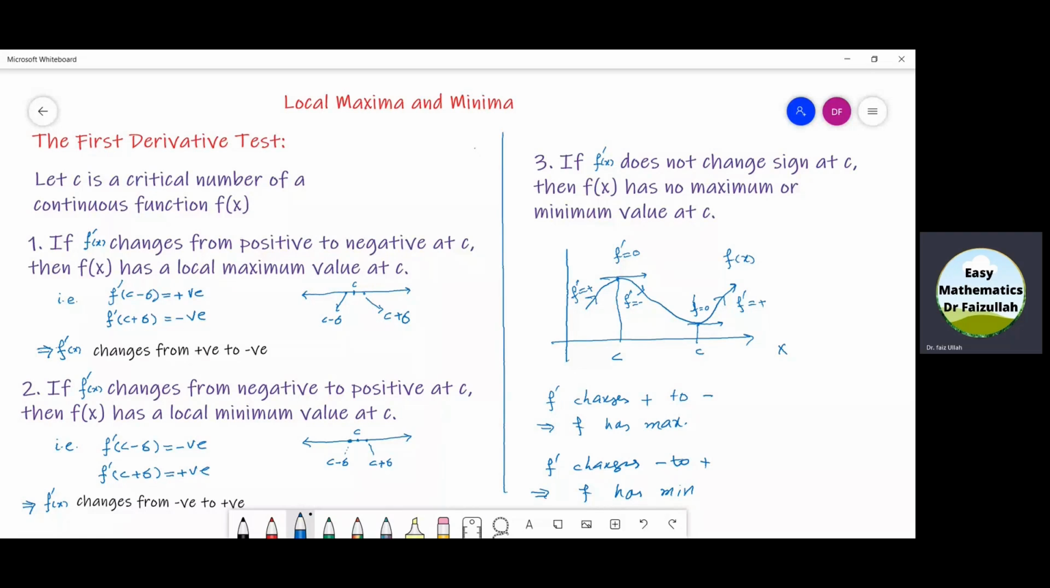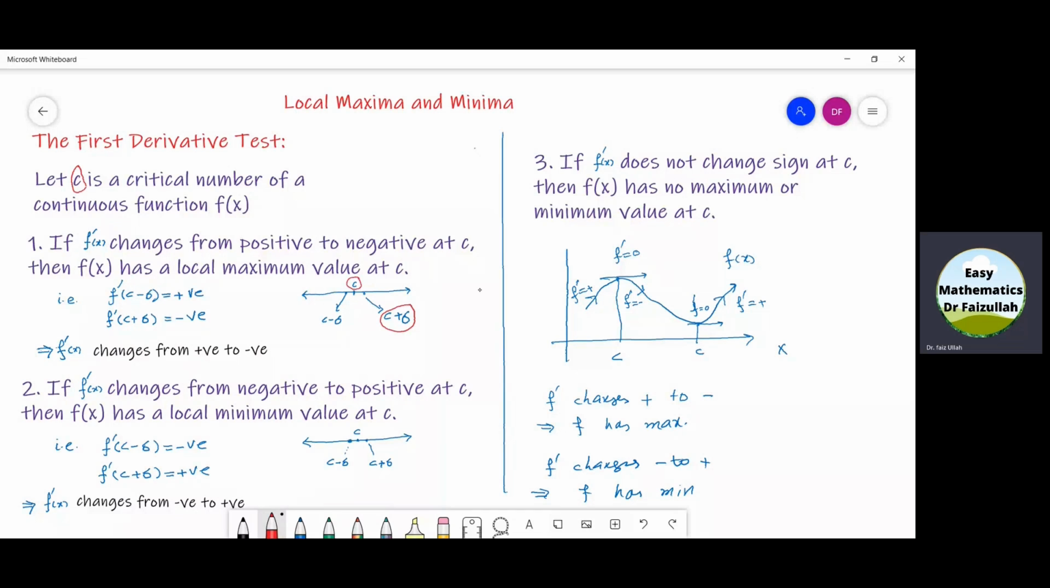Now let us see the definition. The first task is to find the critical point of the given function f of x, which is C. Now represent that point C on a real line. Before C, on the left hand side, we have numbers which are less than C, and on the right hand side we have numbers which are greater than C.